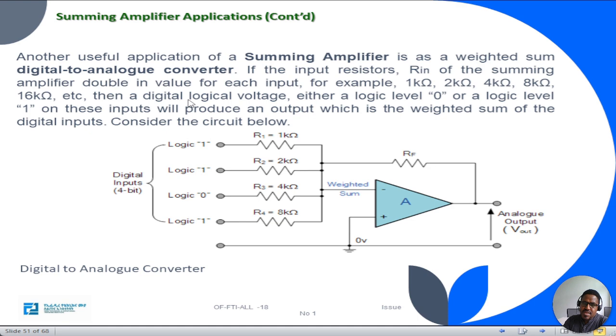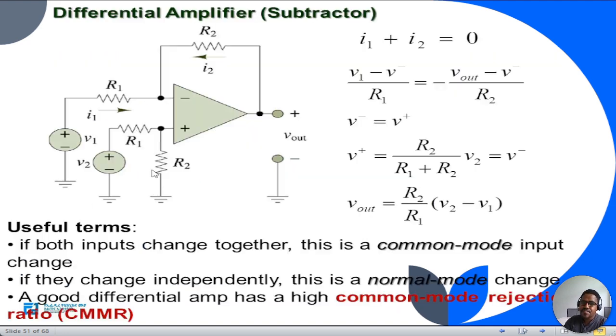Another application: digital to analog converter summing amplifier. Another useful application of the summing amplifier is as a weighted sum digital to analog converter. If the input resistor Rin of the summing amplifier doubles in value for each input, for example 1k, 2k, 4k, 8k, 16k, then a digital logic voltage, logic level 0 or logic level 1, on these inputs will produce an output which is a weighted sum of the digital inputs. Consider the circuit as below. This type of circuit we can call a digital to analog converter. This is a summing amplifier application.